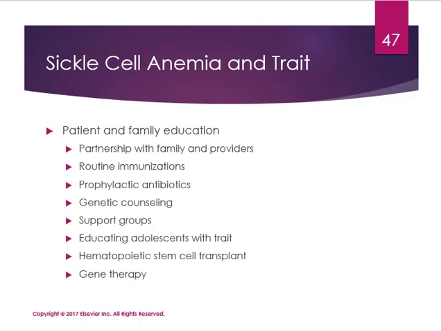Patient and family education is important. There has to be a partnership with the family and the parents to provide good communication so you know what's going on with the child. Routine immunizations, prophylactic antibiotics, genetic counseling, support groups to help support family and parents, educating adolescents with the trait, possibility of hematopoietic stem cell transplant and gene therapy.